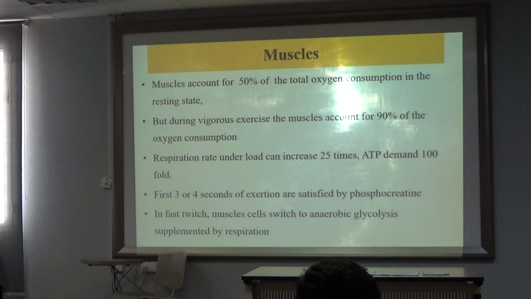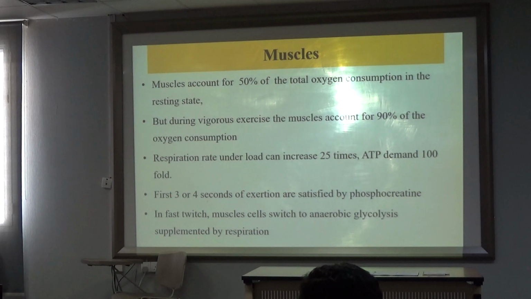Muscles account for 50% of oxygen consumption, and the brain accounts for 2% of body mass, not 20%, 2%. The brain is only 2% of the mass, but muscle is too much mass. If you have 60 kg, maybe 30 kg will be the muscles. And during vigorous exercise, the rate of consumption of oxygen increases to 90%. The respiratory rate increases 25 times, and ATP demand increases 100 times.